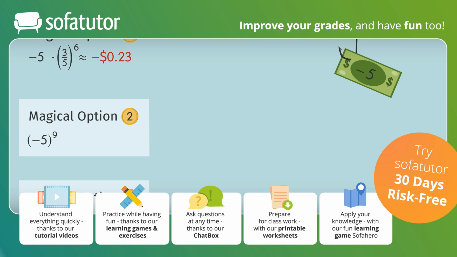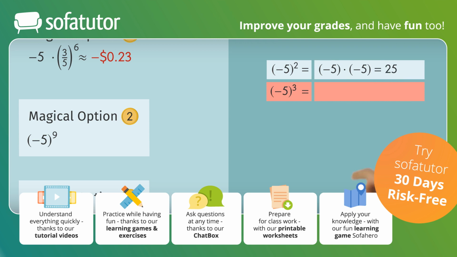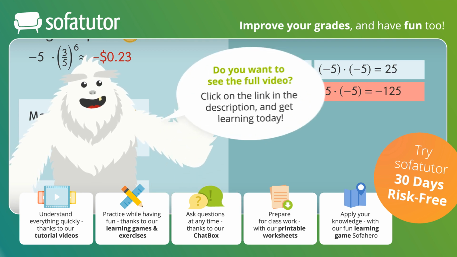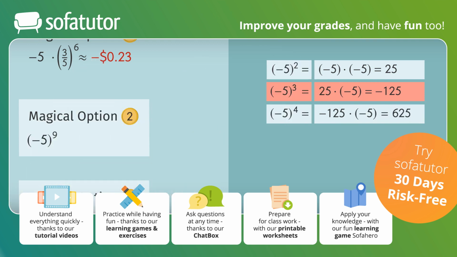To understand how negative bases interact with exponents, let's look at another example. Consider (-5) squared. That's -5 times -5, or positive 25. If we multiply -5 times itself one more time, that's 25 times -5, or -125. If we multiplied that again by -5, it would give us a positive result. One more time would give us a negative result. Are you starting to see the pattern?